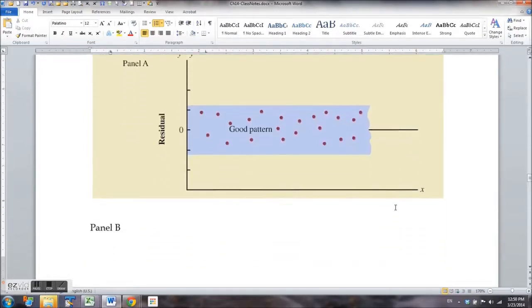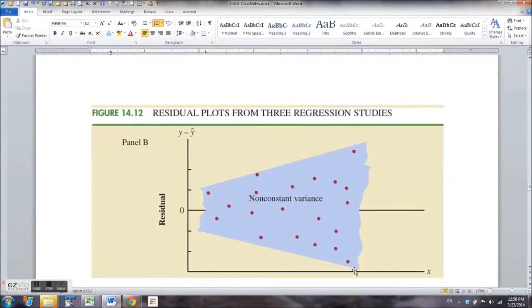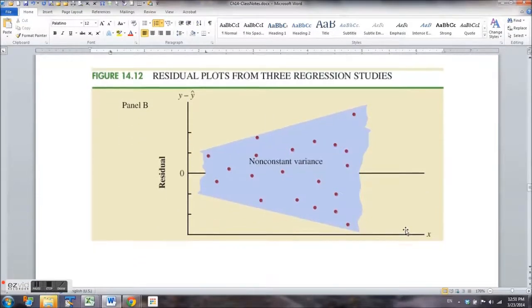Now, on the other hand, if it is random, but the width of the residuals expands or contracts, so if it changes over different values of x, then the assumption that the variance is constant for all values of x is probably not valid. So this is one pattern that you should look for. Is it random and the same width all across x, or does the width change over the values of x?